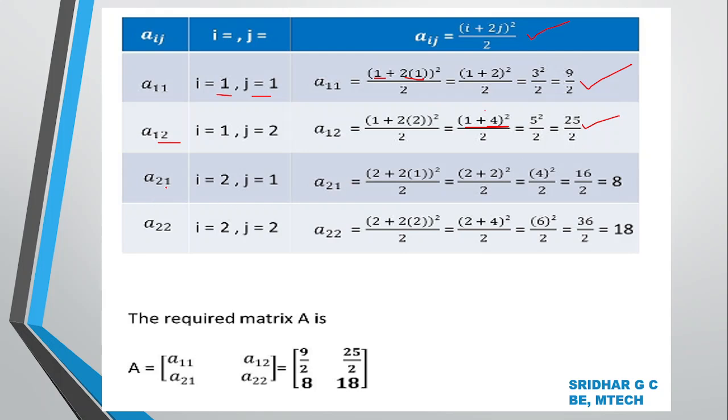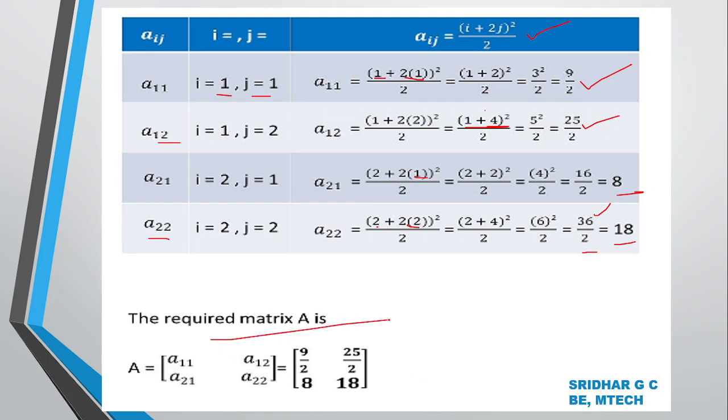In the same way A21. So 2 plus 2 whole square, so 16 by 2. 16 by 2 means 8. So go ahead with A22. In the same way substitute the i value as 2 and the j value as 2. So 2 into 2, 4; 4 plus 2, 6; 6 whole square by 2. 6 square is 36, 36 by 2, 2 eights are 16. So that means 18.